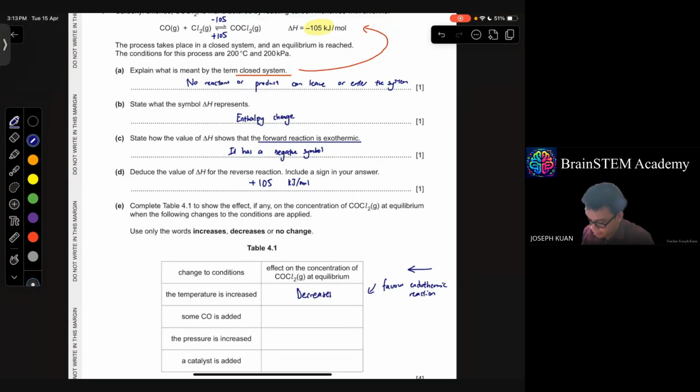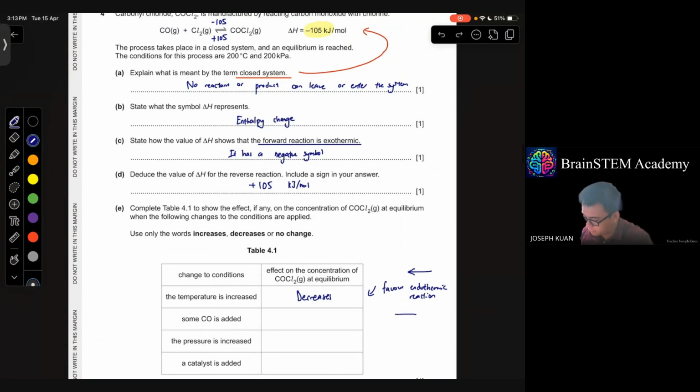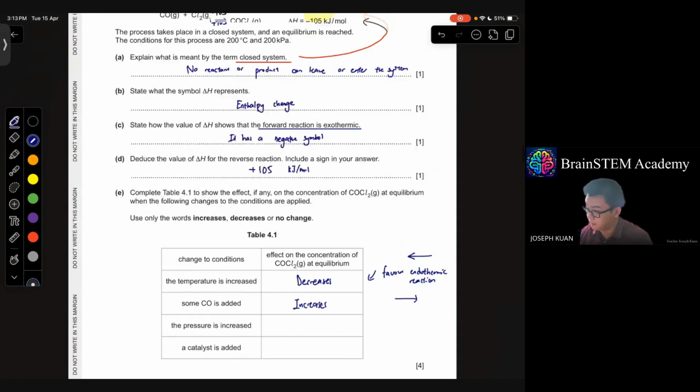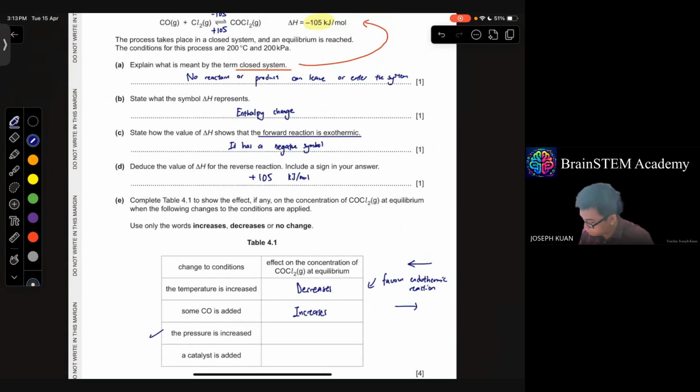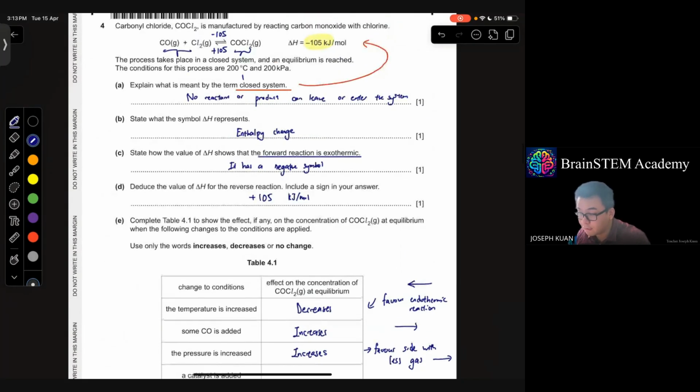Next, some CO is added. Since we're adding a reactant here, that will cause a shift in the equilibrium position to the right, making more products. So our carbonyl chloride shall increase as a result. Next, when pressure is increased, this will favor the side with less gas. The side with less gas is on the right. There's only one gas on the right-hand side, whereas there are 2 gases on the left-hand side. So this also causes an increase in the concentration of the carbonyl chloride at equilibrium, as the equilibrium position shifts to the right.